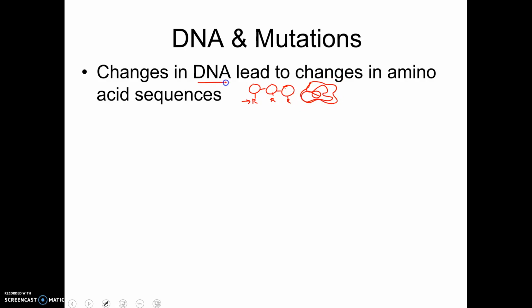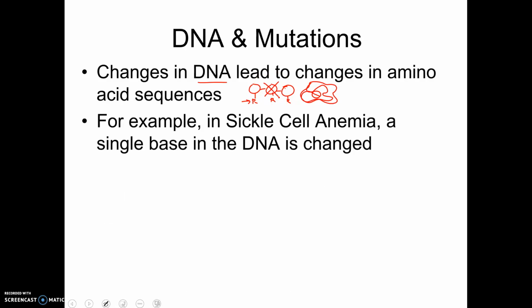So if the DNA has a change, one of the bases, say, gets substituted. There's supposed to be an A, it becomes a T. When the RNA goes to read those instructions, it's going to read the incorrect code. And what that can mean is that in that particular spot, it might put a different amino acid than the one that's supposed to be there.